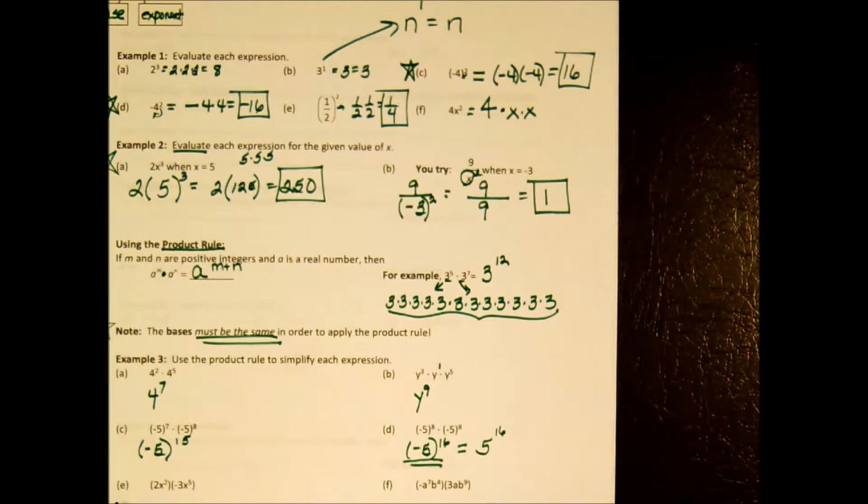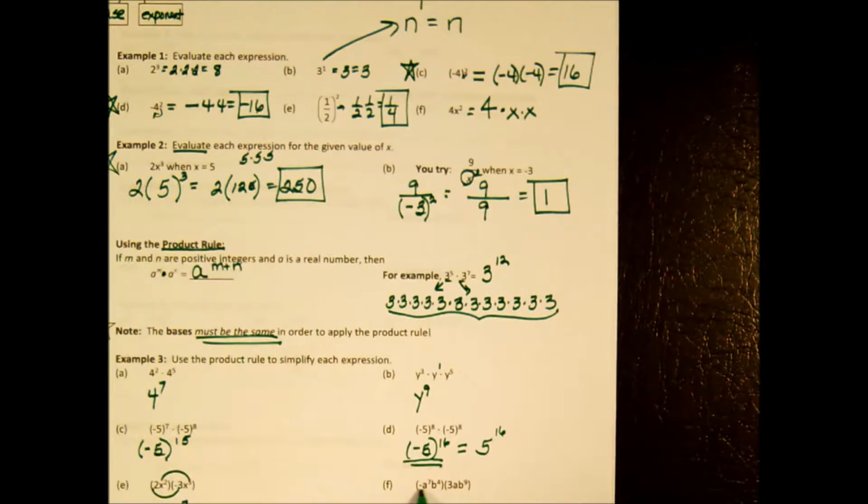Here, we're going to multiply like parts. So we're going to say 2 times -3 is -6, and then x squared times x to the 5th is x to the 7th. So you're doing two things. You're multiplying the coefficients, which is just regular multiplication, and then applying the product rule for the bases.